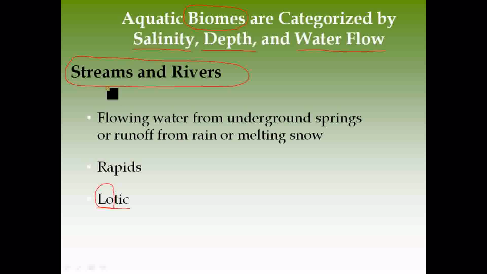Now when you think of streams and rivers, don't forget that there are other flowing waters besides streams and rivers. Underground springs are flowing water. When there's runoff, either from a rainstorm or from melting snow, that runoff is flowing as well. It's not moving very quickly. It's moving awfully slow, as a matter of fact, but it is moving water. It is lotic.